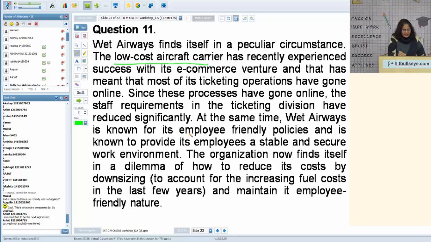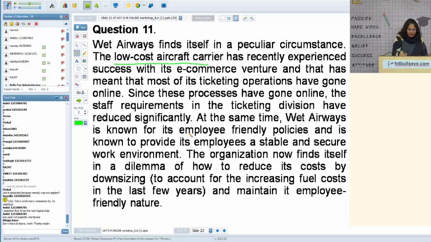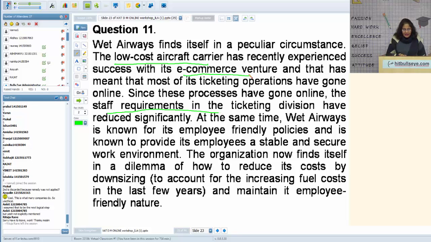So Wet Airways doesn't require some staff. It has to be reduced because of the e-commerce venture, and the ticketing operations have gone online, but it is known for its employee-friendly policies. So what should be done now?